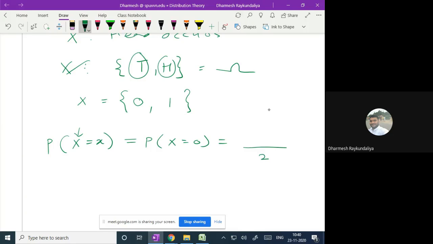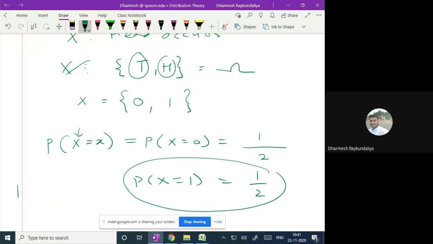And how many favorable events are there? Head appears only once. So what is the probability? The probability of the occurrence of the tail is half, and the probability of the occurrence of the head is also half. So this is said to be the probability of success, and that is half.